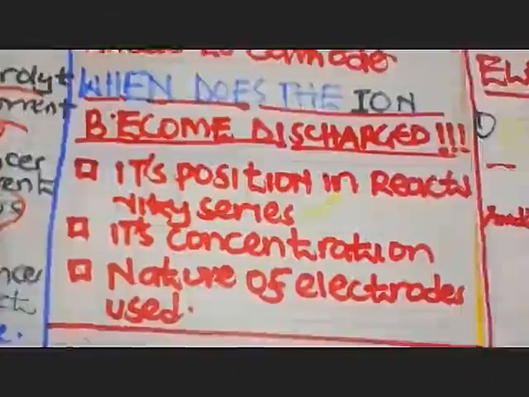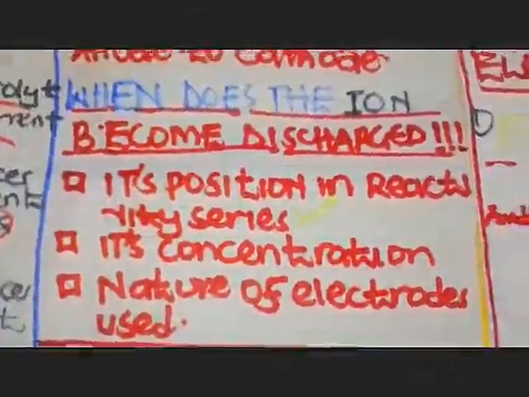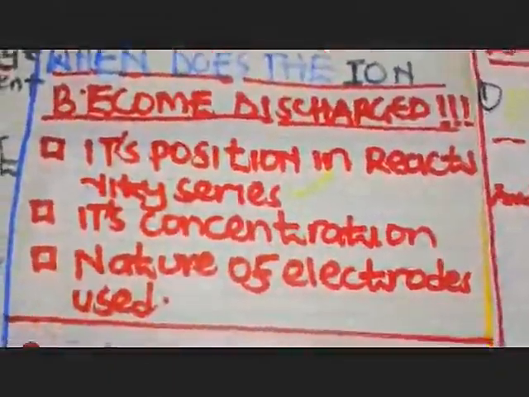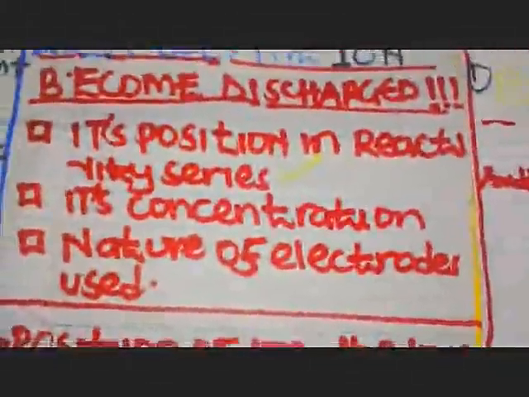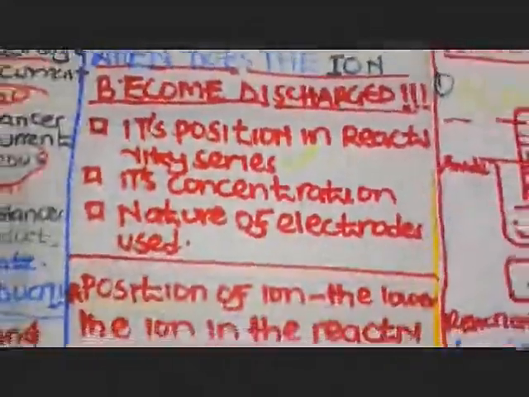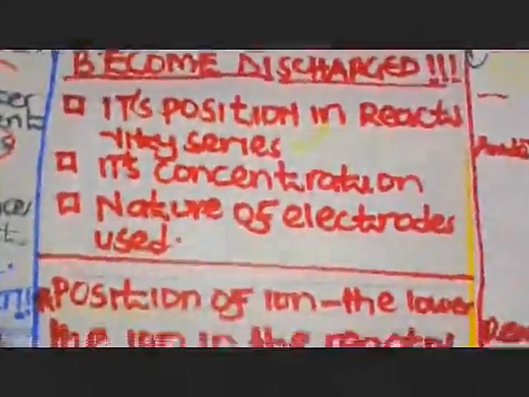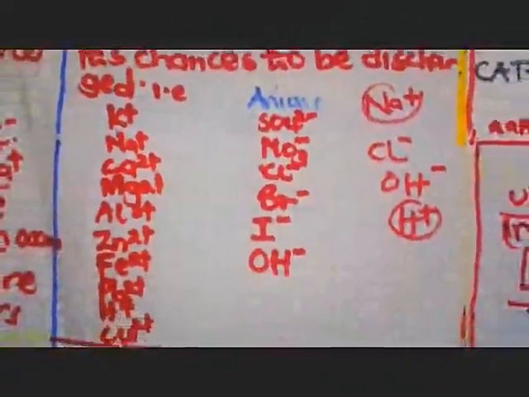For example, when you are carrying out electrolysis of sodium chloride, you will discover that we shall have the sodium ions, then the chloride ions, the hydroxyl ions, and the hydrogen ions. Now we have two positive ions there, and they are competing for the terminals we talked about, the cathode and the anode.